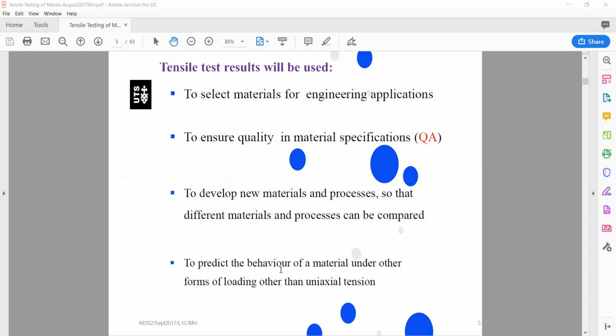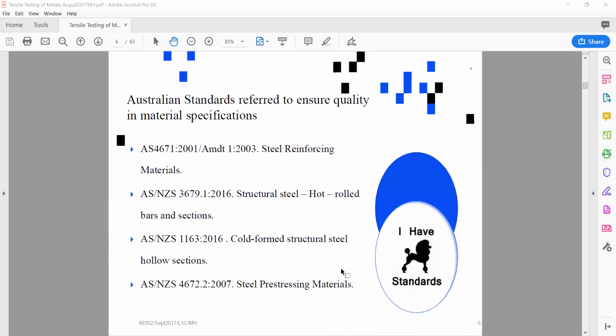The other is to predict the behavior of material under different forms of loading. For instance, a tensile test is like uniaxial tension. You apply the load along the center or mass of the sample. But this test helps you to understand and investigate the behavior of the material, and also you will predict how it will behave in other forms of loading.